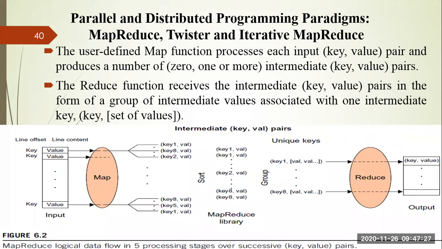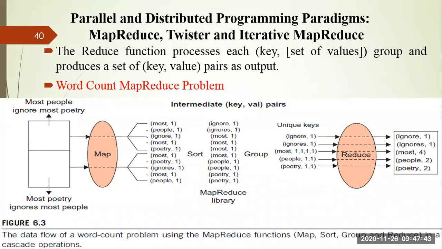Okay, so you can see the data is sorted to simplify the grouping process. If you sort the data, you can easily locate how many times P1 is there, how many times P2 is there, how many times P8 is there. So the reduce function, if you see here, finally processes each key and set of value group and produces a set of key value pairs as output.